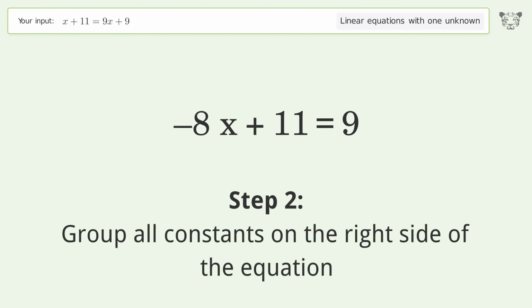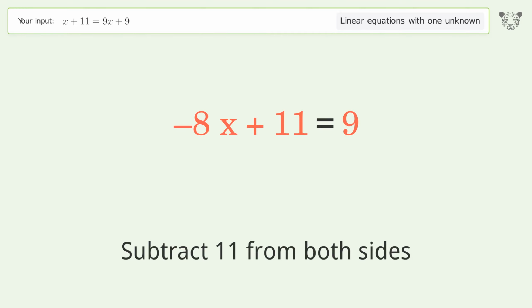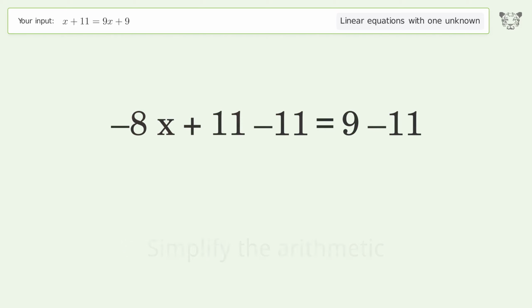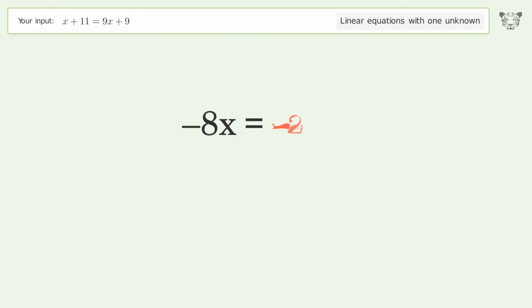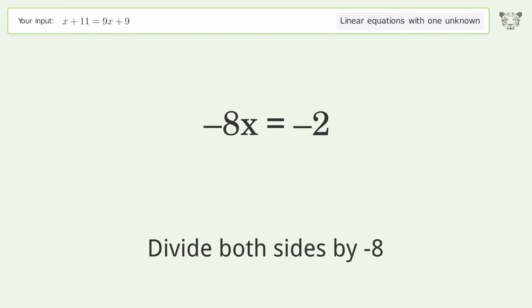Group all constants on the right side of the equation. Subtract 11 from both sides. Simplify the arithmetic. Isolate the x. Divide both sides by -8.